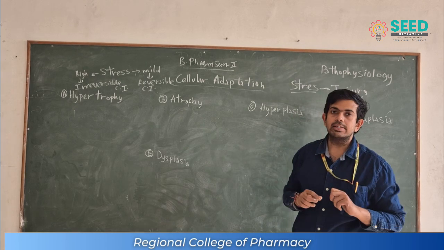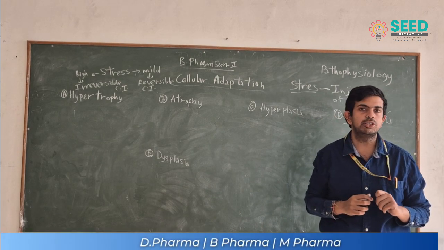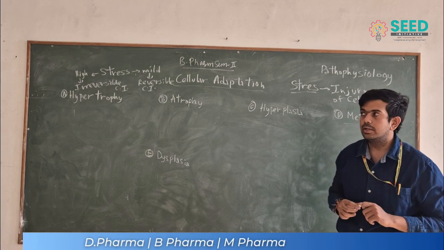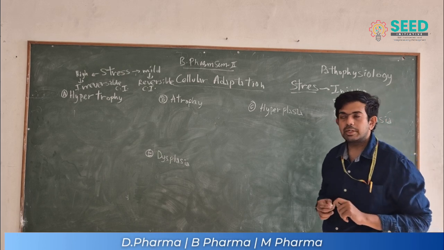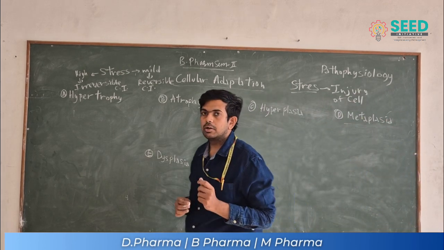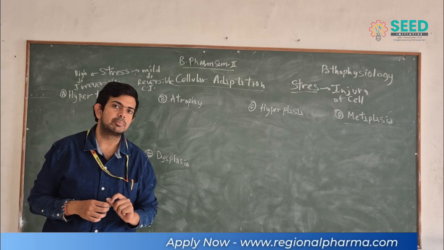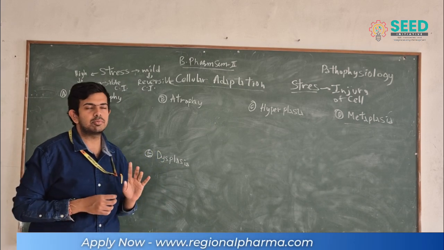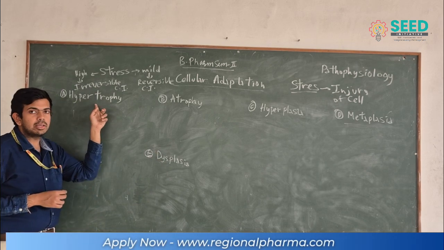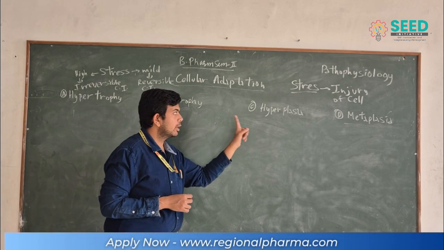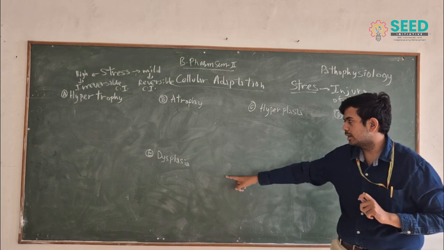If we have to define cell injury, it means loss of function or change in structure of the cell. If we have to define cellular adaptation, it means any adaptation taken up by the cell due to any pathological or physiological condition. There are 5 types of cellular adaptation, which are hypertrophy, atrophy, hyperplasia, metaplasia and dysplasia.